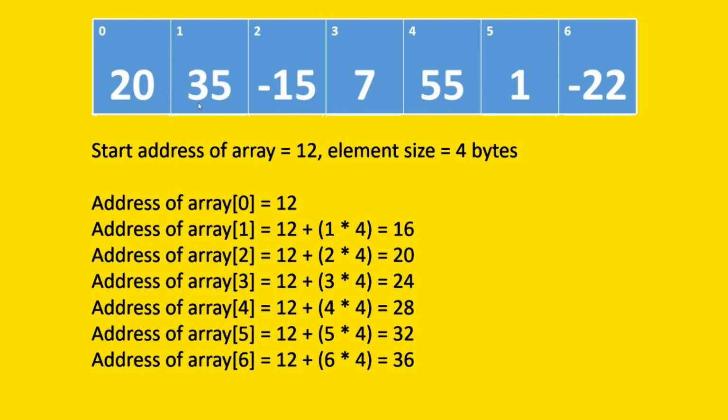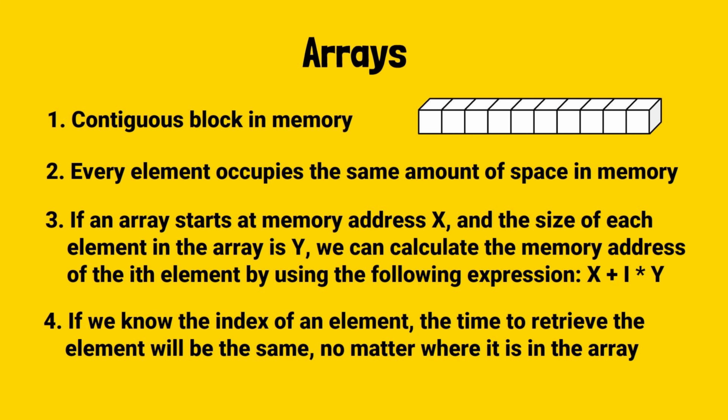And so if we want the second element in the array, we start at the memory address, which is 12, and we add 4 bytes. And now we're at the start address for the 35. So that's 12 plus 1 times 4 equals 16. And if we go back to our calculation here, that's x plus i times y. So x is the 12, i is the index, which in this case is 1, and y is the size of each element in the array, which is 4. So that's how we're doing this calculation.